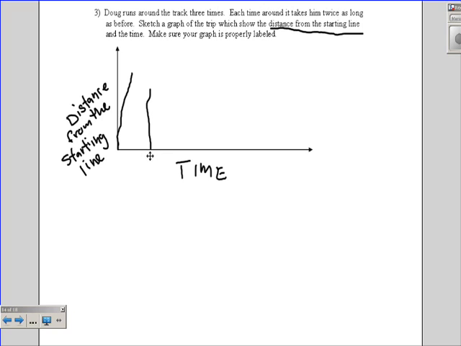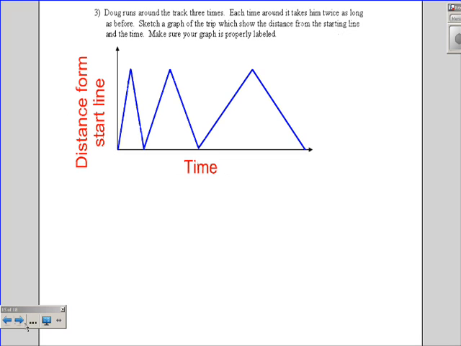Because that would mean at this moment in time, right here, I'm at all these different positions. And it is not possible for me to be at all these different distances from the starting line at this one moment in time. So it's not possible to have vertical lines. So if my sketch is not accurate like that, then I want to make sure I get that fixed. So let's take a look here at a possible graph.